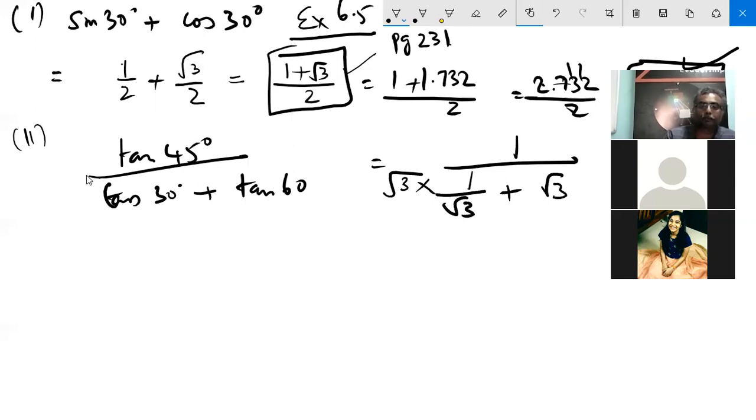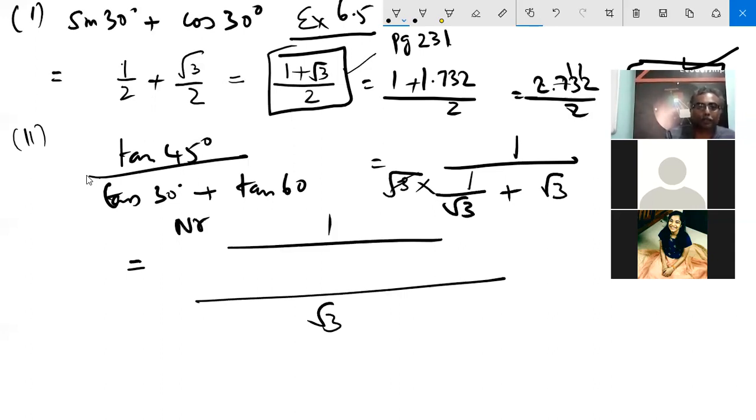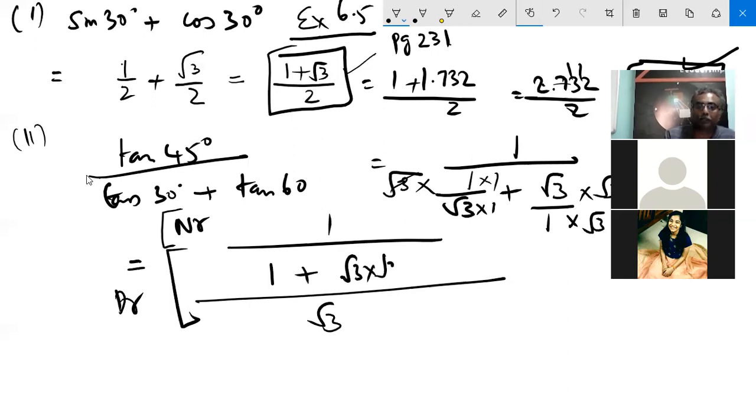So are we taking LCM here, uncle? Yeah, we can take LCM. 1 divided by, that is numerator. Numerator, no issues. Denominator only whole issue. So 1 plus root 3 into root 3, how much? Root 9.